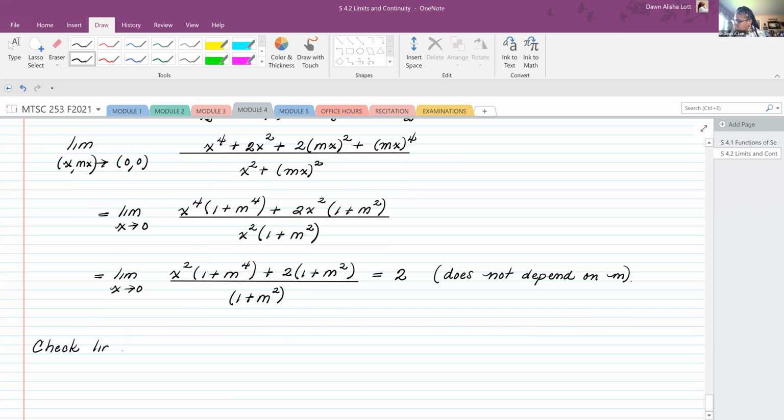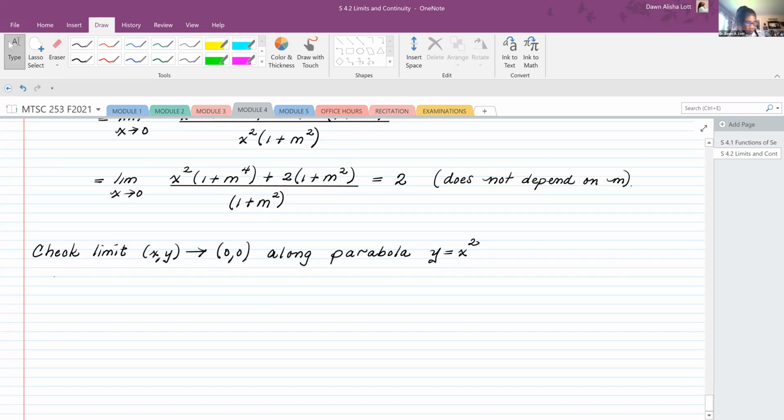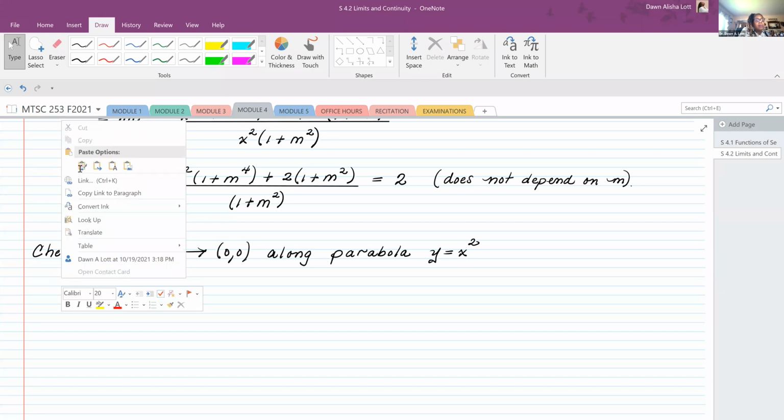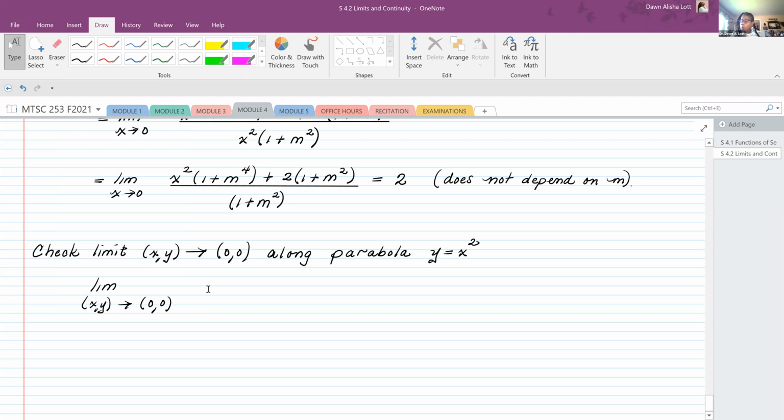the limit as (x, y) approaches (0, 0), and this time I want to go along the parabola y equal to x squared. So I'm going to try another path and see if I get something different. So now I get the limit, and y is equal to x squared.